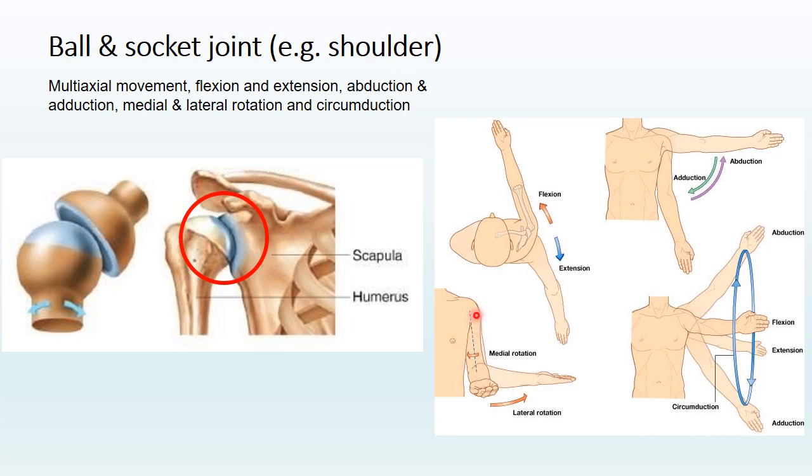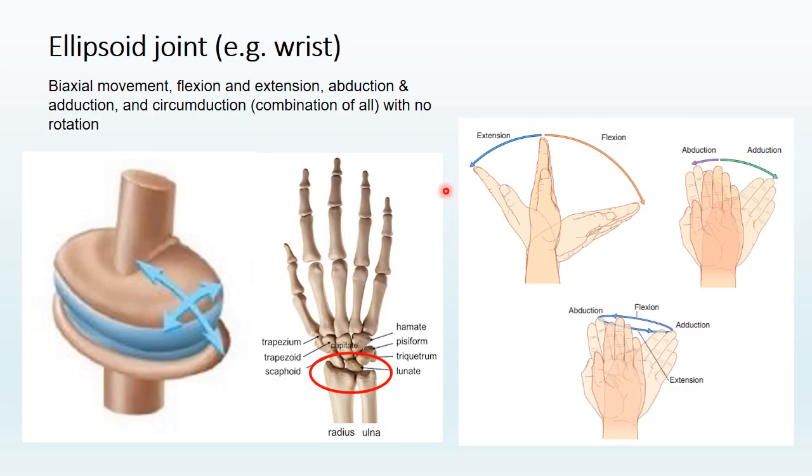Speaking of circumduction and rotation, by the way, rotation differs from circumduction. Rotation occurs along the longitudinal axis of the bone. The bone in this case is the humerus. So the movement across the longitudinal axis of the humerus is called rotation. However, a combination of flexion, abduction, adduction, and extension is called circumduction. So circumduction and rotation are two different things, just to bear in mind. This is the ball and socket joint.